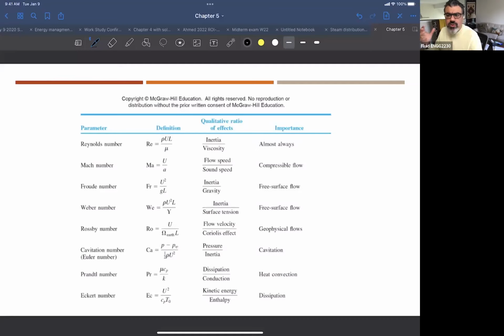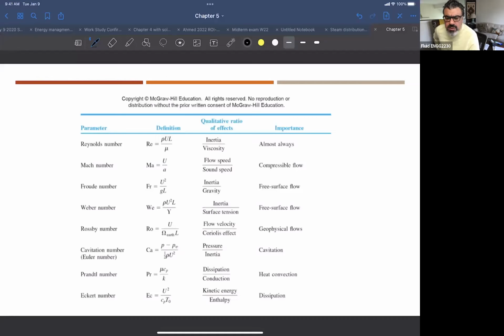So the ratio between inertia and viscosity is related to what we call the Reynolds number, okay? Mach number is basically the ratio between the flow speed and the sound speed, right? For example, when you are talking about compressible flow, airplanes or rockets and stuff like that, Mach number is one of the variables you are going to end up with: the speed of the flow or the speed of the object versus the sound speed, right?